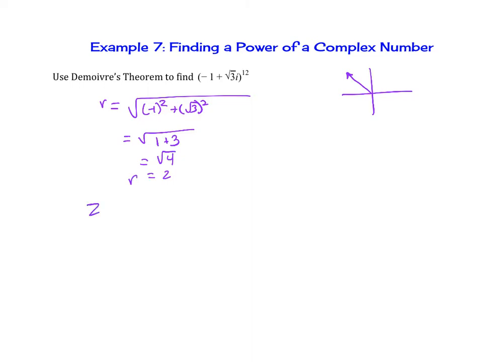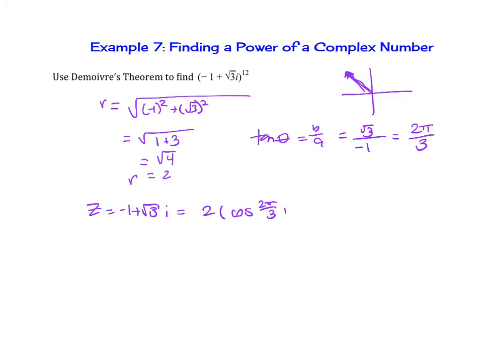Then we have z equals negative 1 plus square root of 3i. So let's rewrite that in our trig form. So now this is 2 times cosine of, let's see, we need to find this angle here. So let's think about theta. Tangent of theta is b over a. So that's square root of 3 over negative 1. So when does that equal that in this quadrant? And that is 2 pi over 3. So therefore, this is cosine of 2 pi over 3 plus i sine of 2 pi over 3.